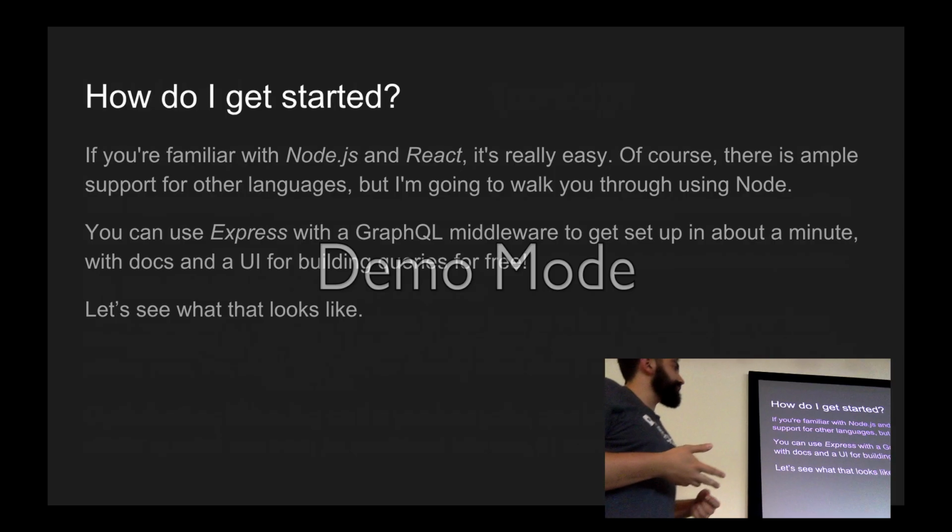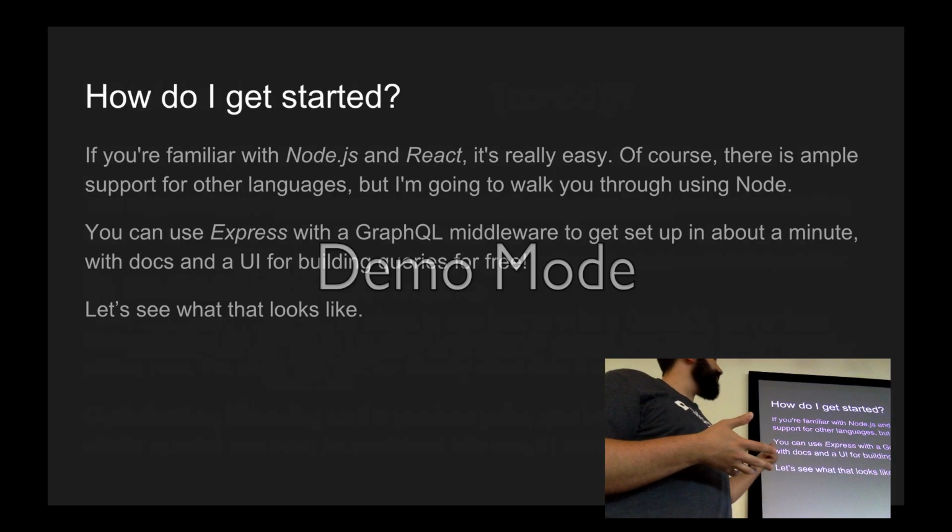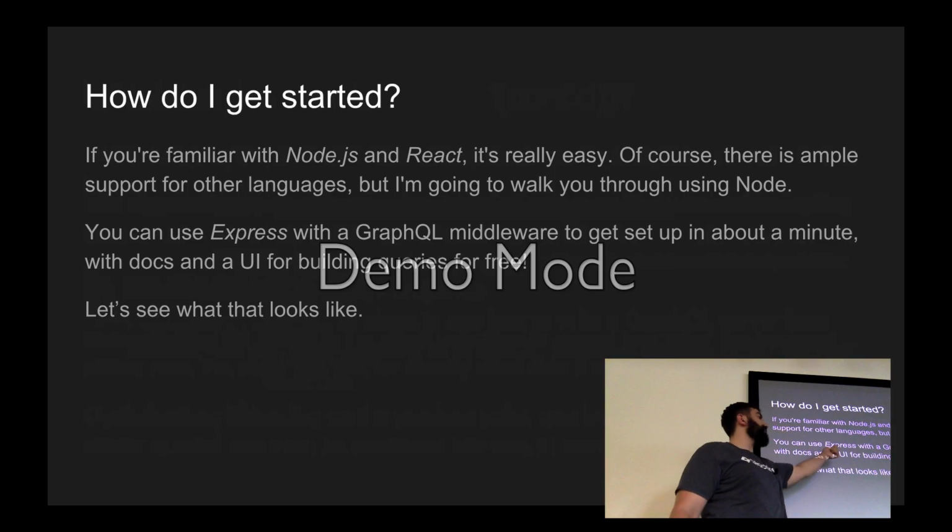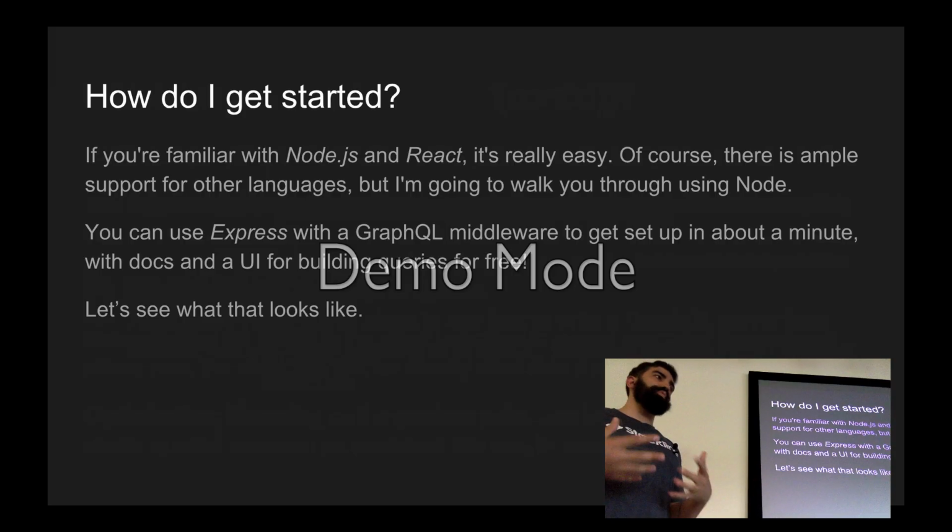But you can use Express with a GraphQL middleware. If you're not familiar, Express is a really popular REST-oriented library for Node, and you can pull in just a middleware off the shelf and start using it, and you can have something really fast. And then there's a really cool UI to play around with it. So let's get into that.